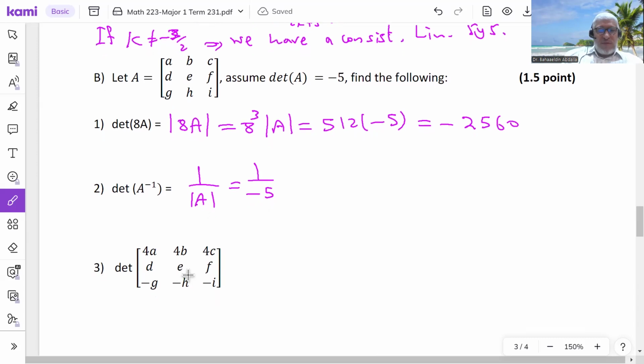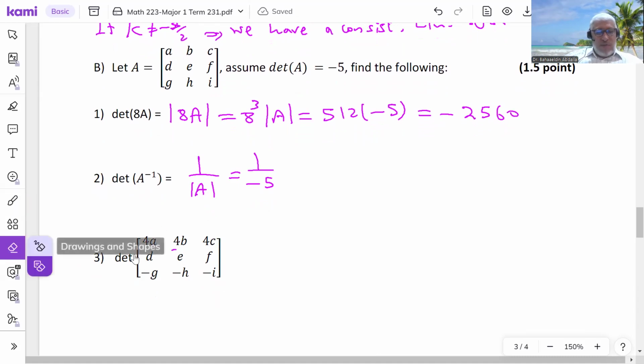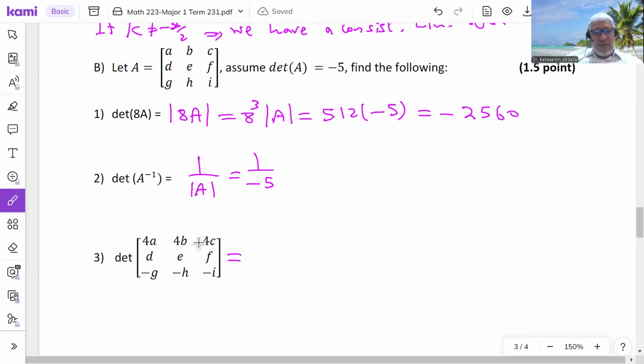Determinant of this matrix, we'll compare this matrix with the original one, A. So I have A, B, C, D, E, F, G, H, I. All the rows are in position. But here he multiplied by 4. I have 4A, 4B, 4C. So I can, in fact, take this 4 outside as a common factor. I also have a minus sign below, so I can take it as a common factor from the third row. So 4 is a common factor from the first row. -1 is a common factor from the third row. And I still have A, B, C.